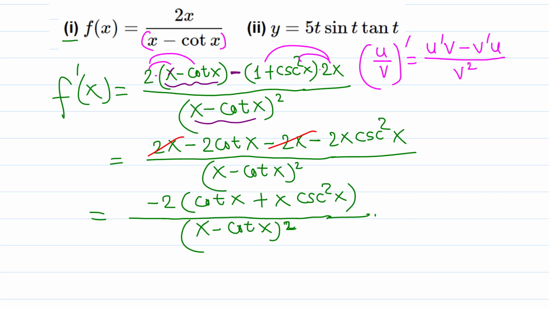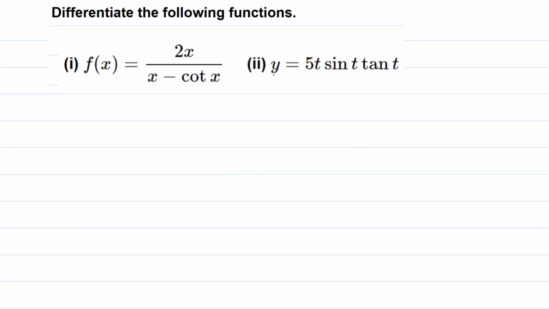Okay, let's do part 2 now. So in part 2 we have a product, 5t times sine t times tangent t. It's a product of 3 functions. You can leave 5 alone and just multiply by 5 at the end, or you can think of 5t as one function. So when we have a product of 3, we can make it a product of 2, because we have the formula: when we have u times v and find its derivative, u prime v plus v prime u.